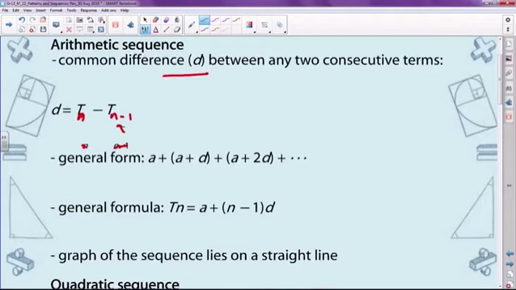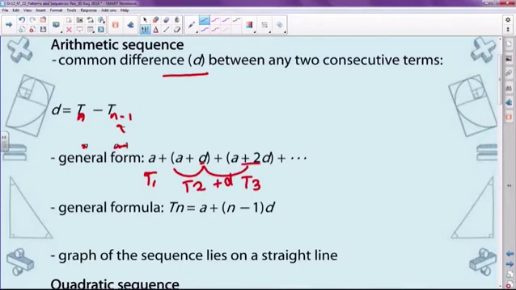Remember the general form for an arithmetic sequence: you're adding a common difference each time. So you start with the first term a, and then you add on the difference to get your second term. T1 will be a, T2 will be a plus d, and then term 3 will be a plus 2d. So each time you add a d to get your next term.